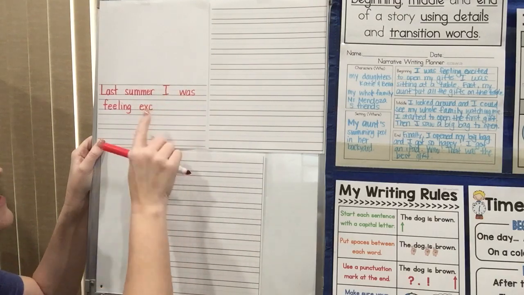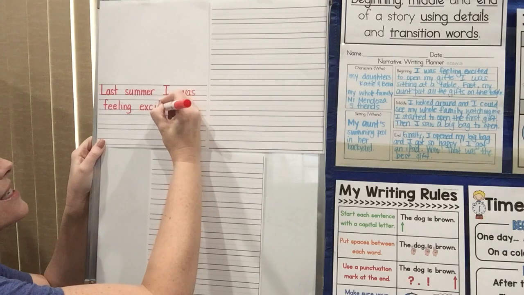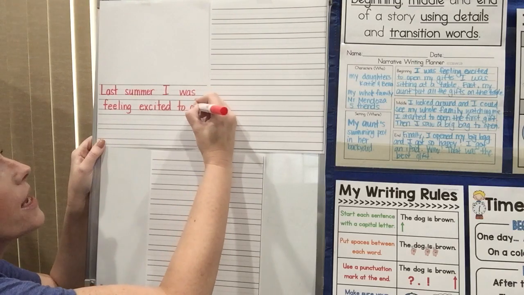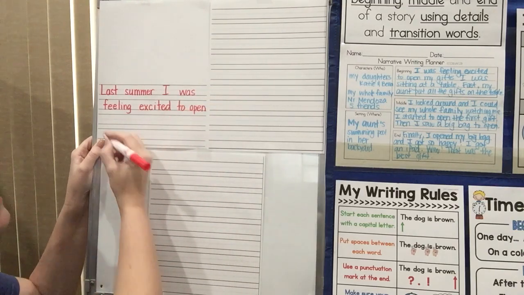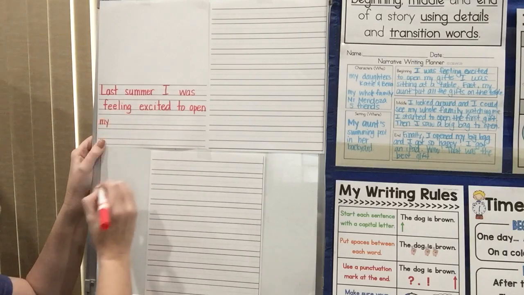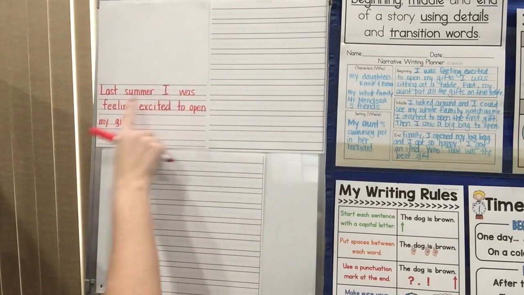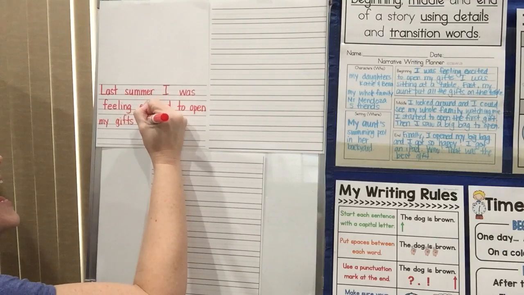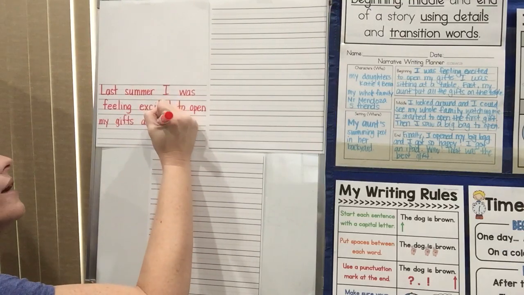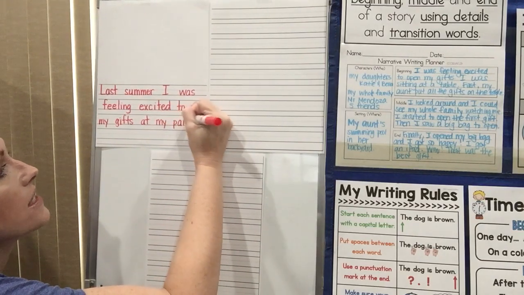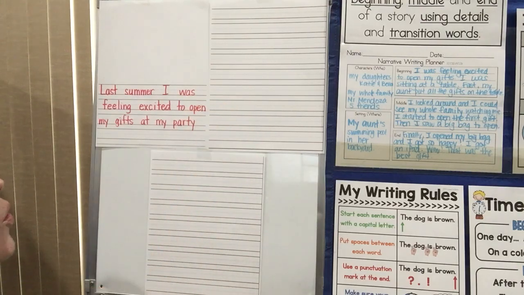Excited. And that word excited has a C in it. I know that's tricky. Excited to open my gifts. Last summer, I was feeling excited to open my gifts at my party. So right here in this very first sentence, I told you what was happening, and I told you when it was happening. I opened my gifts, and it was last summer, and I gave you the detail about how I was feeling.